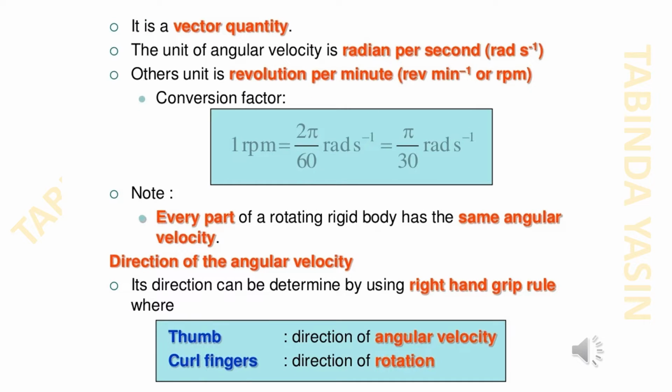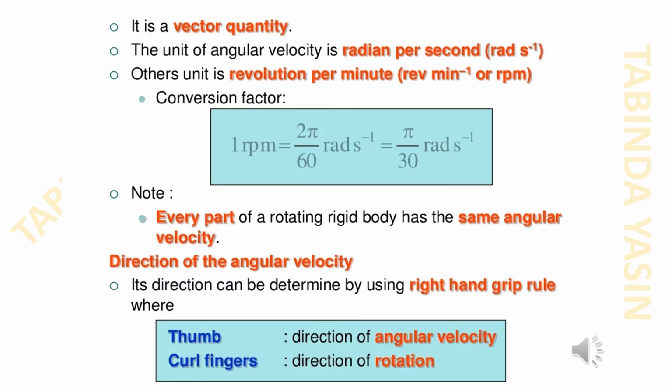It is a vector quantity. The unit of angular velocity is radian per second. The other unit is revolution per minute, rpm. The conversion factor from one unit to the other is: 1 rpm is equal to 2 pi over 60 radian per second, and that is equal to pi over 30 radian per second.